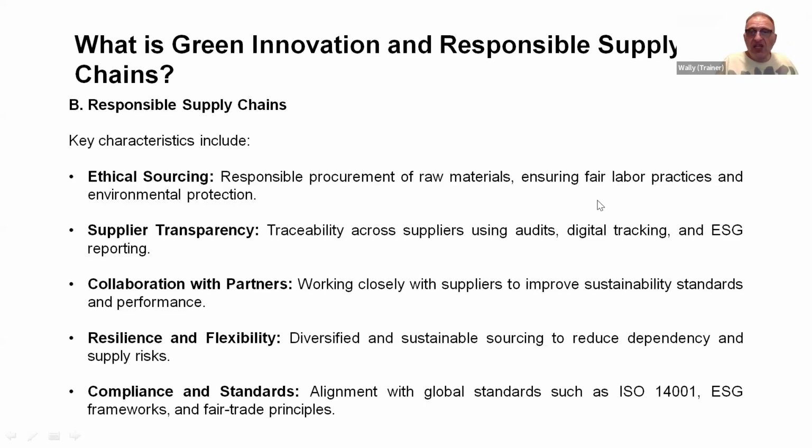You need supplier transparency, using audits and digital tracking to ensure that the products or raw materials you're buying meet environmental and social governance requirements. Collaboration with partners to improve sustainability standards and performance on what raw materials they supply you and the way they supply them. Resilience and flexibility, and of course, most importantly, compliance with standards and alignment with global standards such as ISO 14001, which is very stringent on ESG frameworks and fair trade principles. Okay, now ISO, International Standard Operating Procedures, ISO 14001 talks about basically alignment with environmental and social standards required internationally.